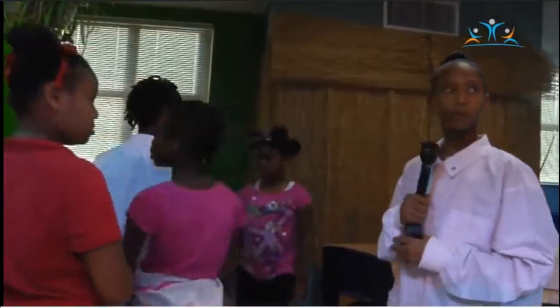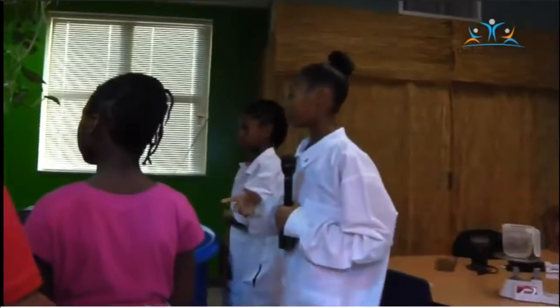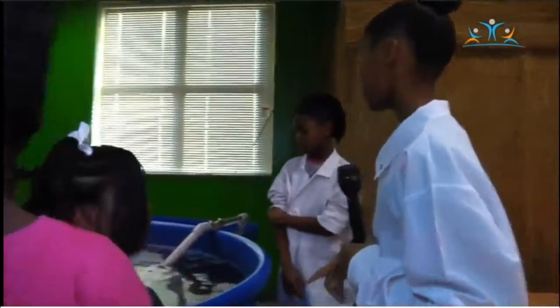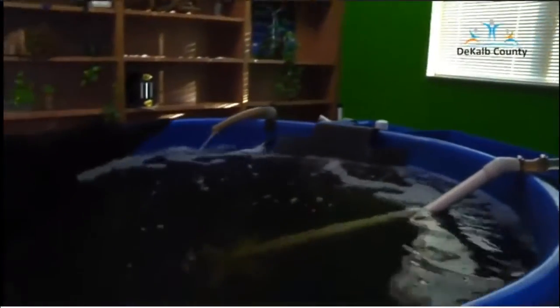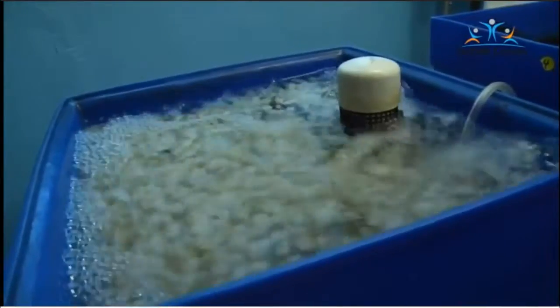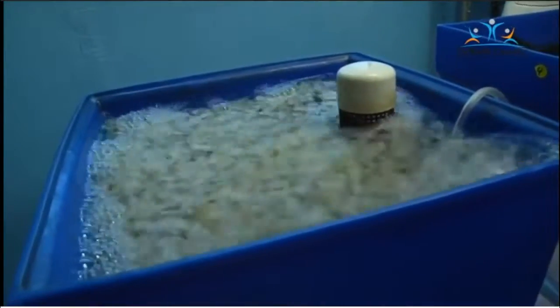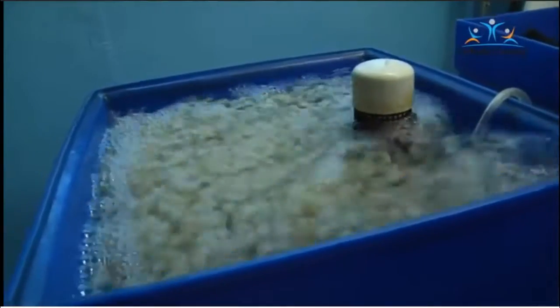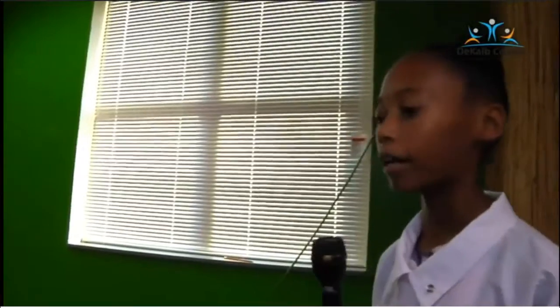When the fish produce ammonia through their waste and through their gills, it goes through our siphon, which is right here, and it goes into our clarifier, and it gathers into a pile. Over here is our water filtration system, and it gets filtered because when the cycle starts all over again, we don't want it going into our tanks again being black.